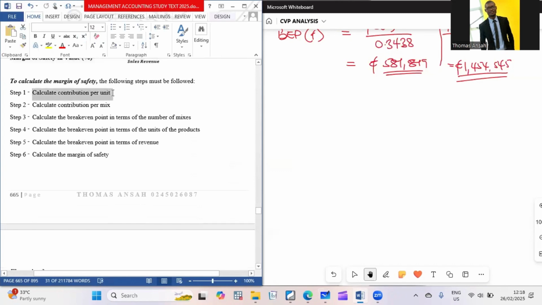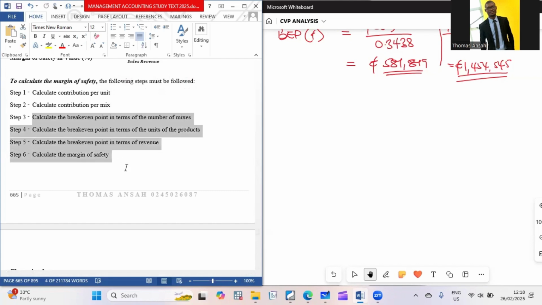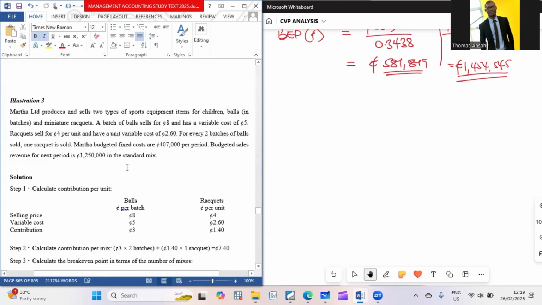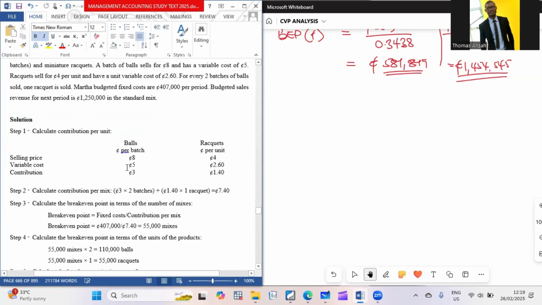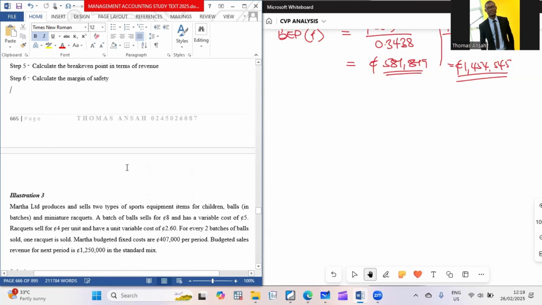So you calculate the contribution per unit, per mix. That's your next step. You're going to use an example to actually go through that. Then you calculate the break-even point in terms of the mixes, the break-even point in terms of the product, the break-even point in revenue and all those things. Then you do your margin of safety. Just to better do this, this is the information you need for us to go through the steps.